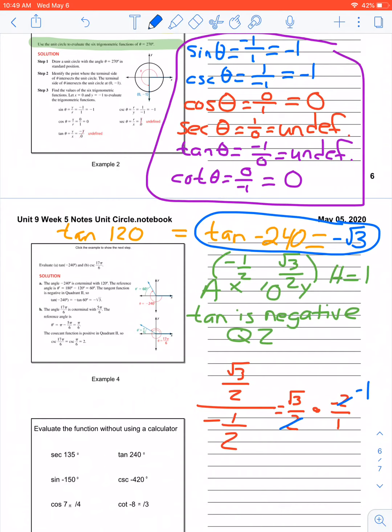Now, tangent, cosecant, secant, cotangent are going to involve a little more math. Sine and cosine, I'm going to look at the unit circle, identify what I need, and go from there. Okay? So let's do another one. Let's do cosecant, and then we'll do some of the ones down here as well. So cosecant of 17 pi over 6.